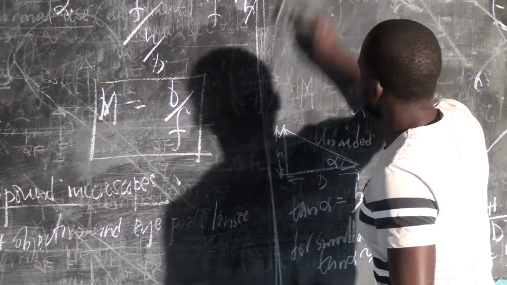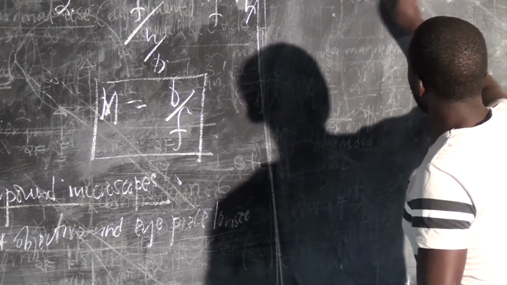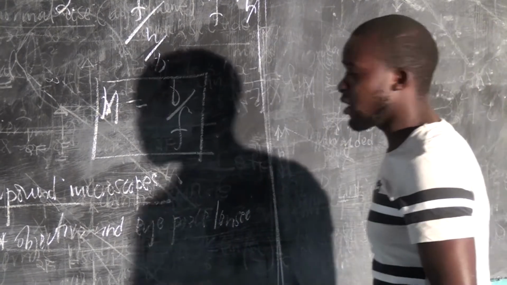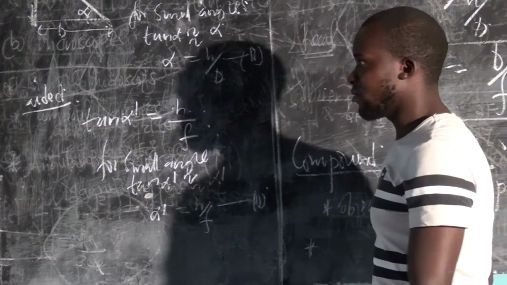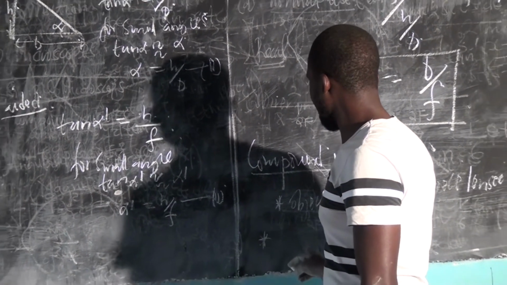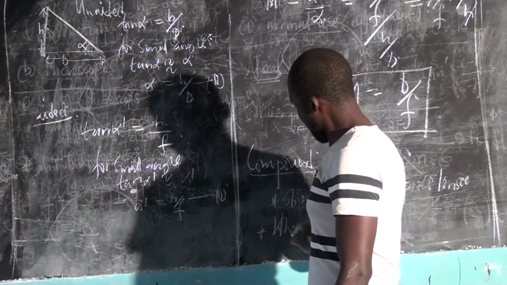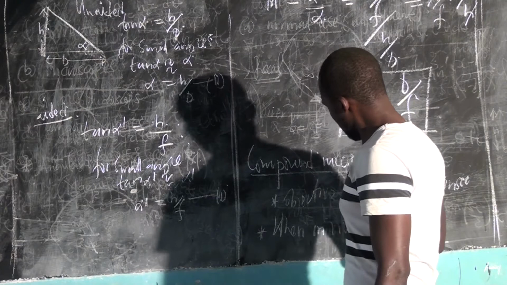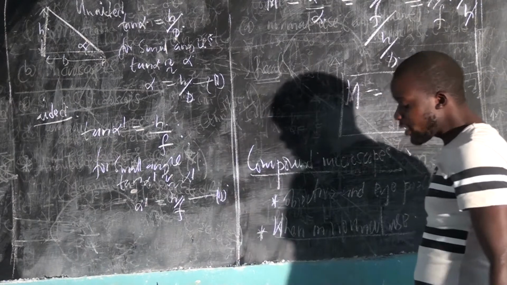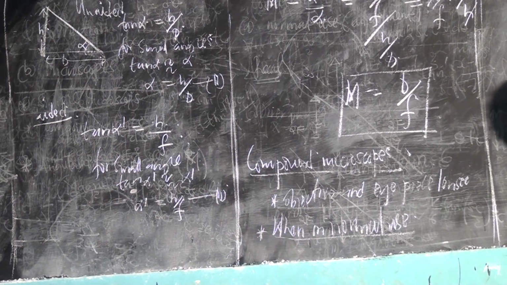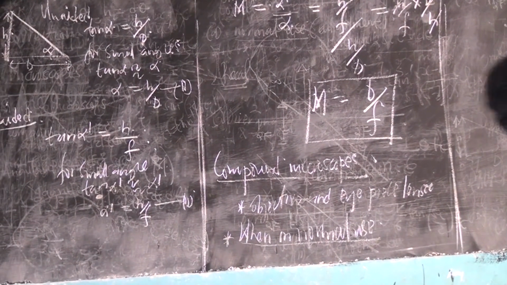I want to look at these compound microscopes when in normal adjustment and when not in normal adjustment. Still, nothing changes. When in normal adjustment, we look at those microscopes such that the final image will be formed at the near point. I want to say when in normal use, that is when in normal adjustment.